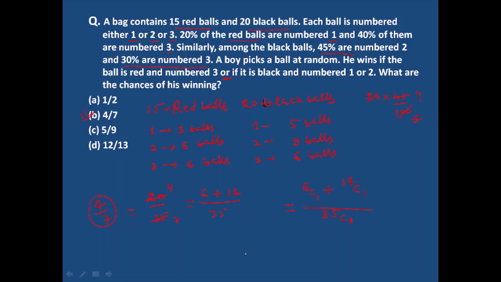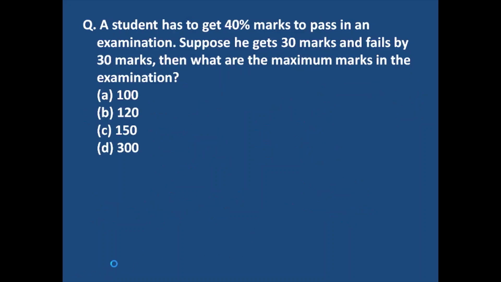Is that clear to all of you? Now the next question. A student has to get 40% marks to pass in an examination. Suppose he gets 30 marks and fails by 30 marks. Then what are the maximum marks in the examination? A student got 40% marks.